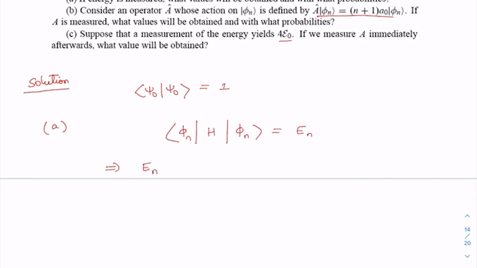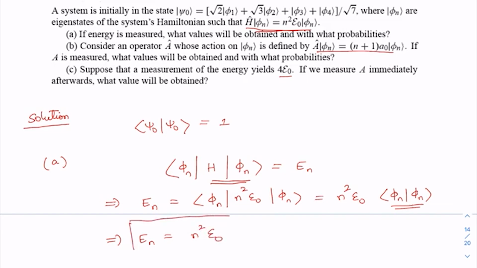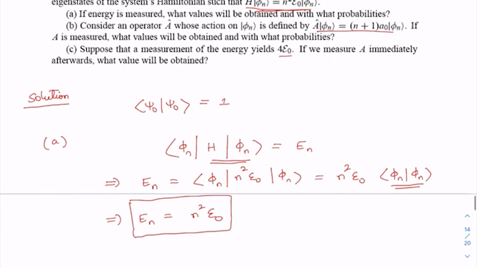This implies that En would be equal to phi n H phi n. H phi n is given, that is n square E0 phi n. Because the phi n's are eigenstates, you will get n squared. This is just a number. Phi n phi n is equal to 1. So therefore En is equal to n square E0. This is the energy eigenvalue one will get.